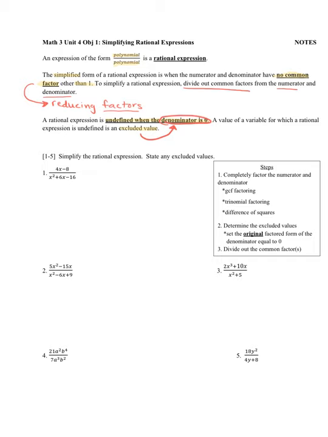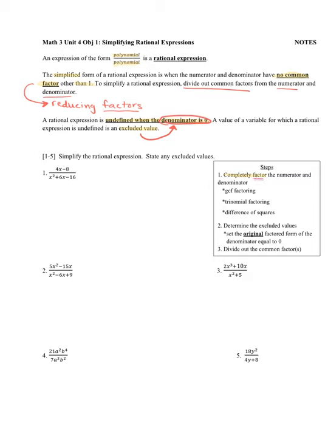Okay. So let's go ahead and take a look at the first example, but we're going to run through the steps here as we go as well. So for our steps, the first thing we always want to make sure we do is we have to completely factor the numerator and the denominator. If you did not factor the numerator or you did not factor the denominator, you probably have done something wrong. Okay, so remember, your first step is always to factor. I cannot emphasize that enough. So again, make sure your first step is to factor.